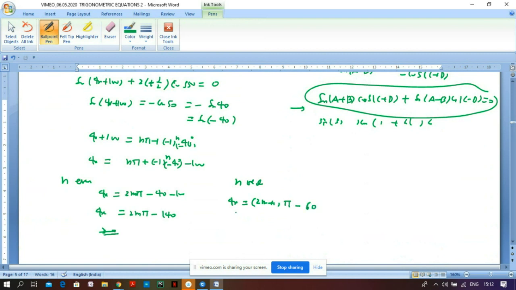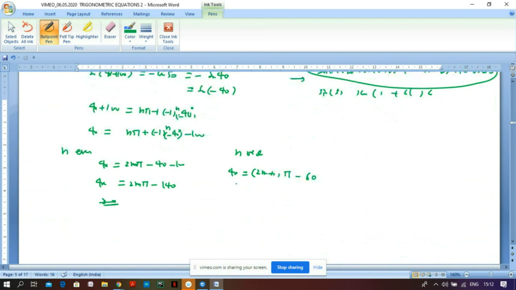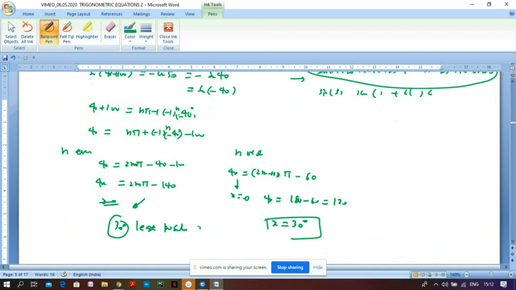Now you want the least solution. Of course, for the least solution, if you put m equal to 0 here, you will get 4x equal to 180 minus 60, that is 120. And so x you will get as 30 degrees. The solution that you get from here is larger than this. So 30 degrees is the final answer, because it is the least positive solution.